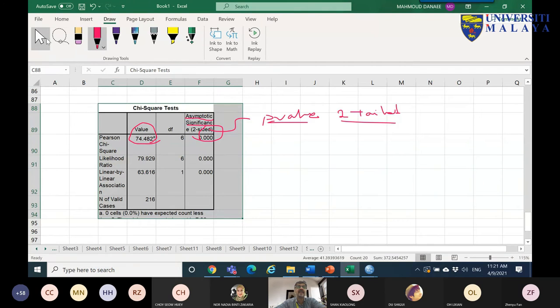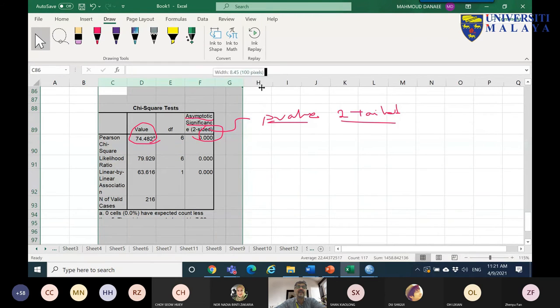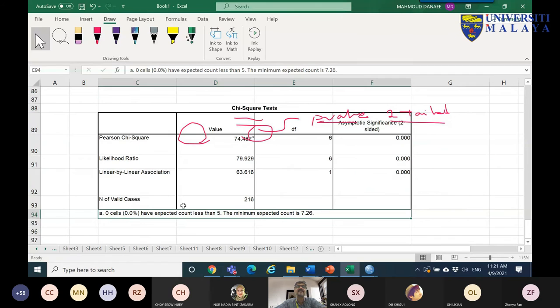So the problem is that sometimes it happens below the cell. This is very important. Please make sure that you always check this message. If you see that there are no cells, this is one of the assumptions of the chi-square test. Make sure that in your table there are no cells with expected count less than 5.